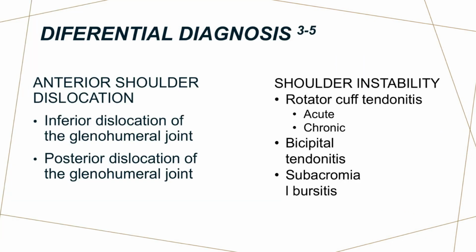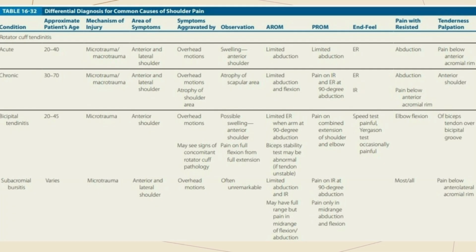For differential diagnosis, the anterior shoulder dislocation is commonly misinterpreted for inferior dislocation and posterior dislocation of the shoulder because they basically have the same symptoms and signs. The posterior dislocation is the least common dislocation of the shoulder. And this can cause some shoulder instability, and those differential diagnoses can be rotator cuff tendonitis, either acute or chronic, bicipital tendonitis, and subacromial bursitis. There's a chart that y'all can reference from the book that shows each of the diagnoses more in depth.